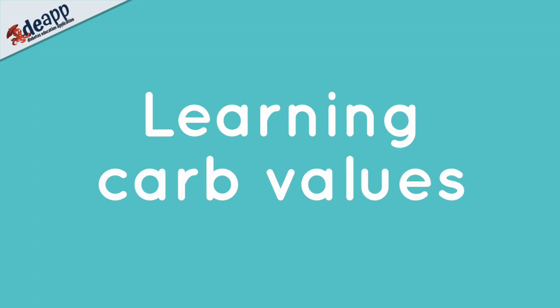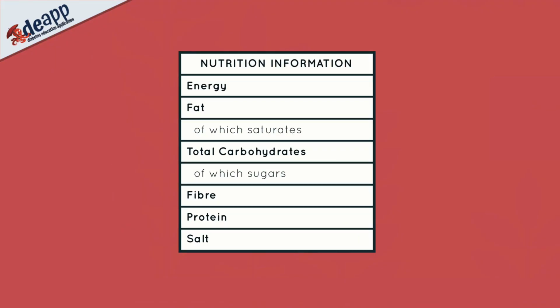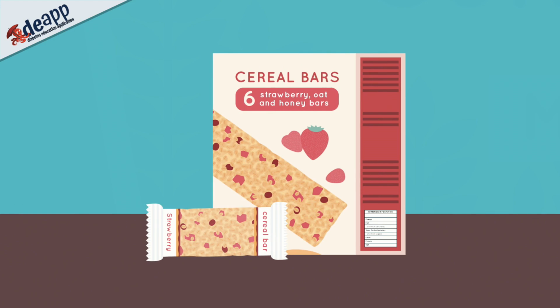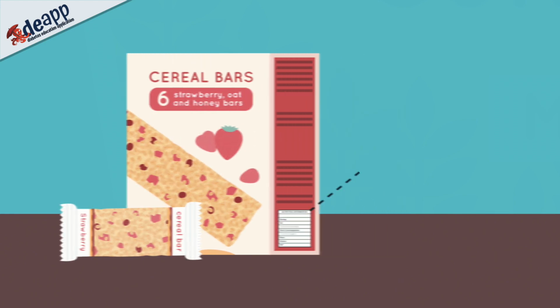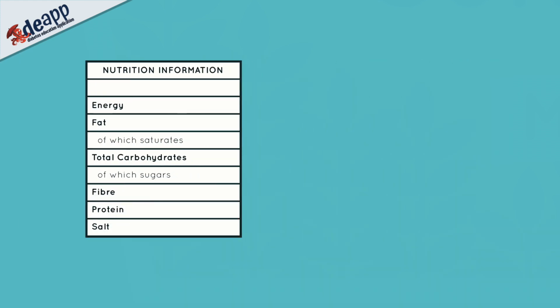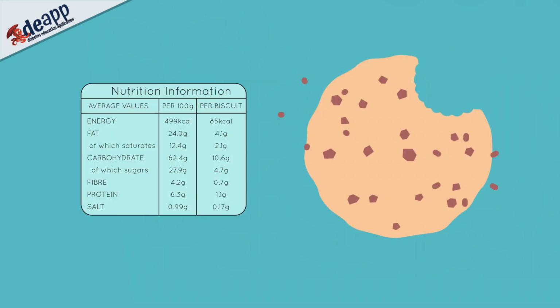An easy way to start learning your carb values is to look at food labels. You will need to look for the total carb value, not the "of which sugars." If the food comes in a multi-pack, the nutritional information may be on the outer packaging rather than the individual portion. The label may list the carb value per portion and state what the portion is, for example, the whole packet, one slice or one biscuit.